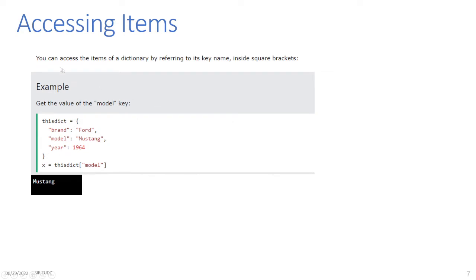Accessing items. You can access the items of a dictionary by referring to its key name inside square brackets. To get the value of the model key, in this dictionary with brand Ford, model Mustang, year 1964, X is equal to this dic, and then just specify the key, just like we have done in the previous example. Model, so this will access Mustang. So the value of X will be Mustang. If you print X, it will print Mustang.